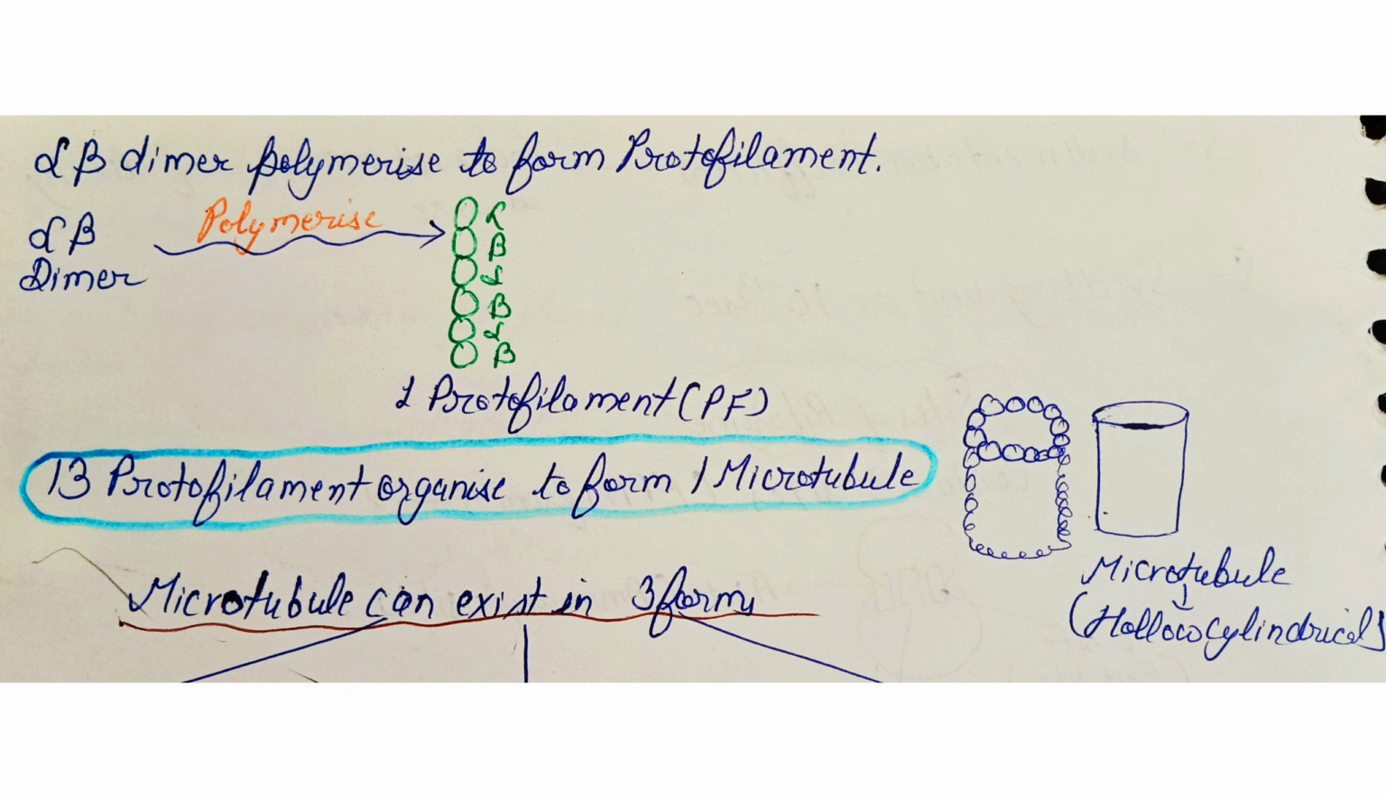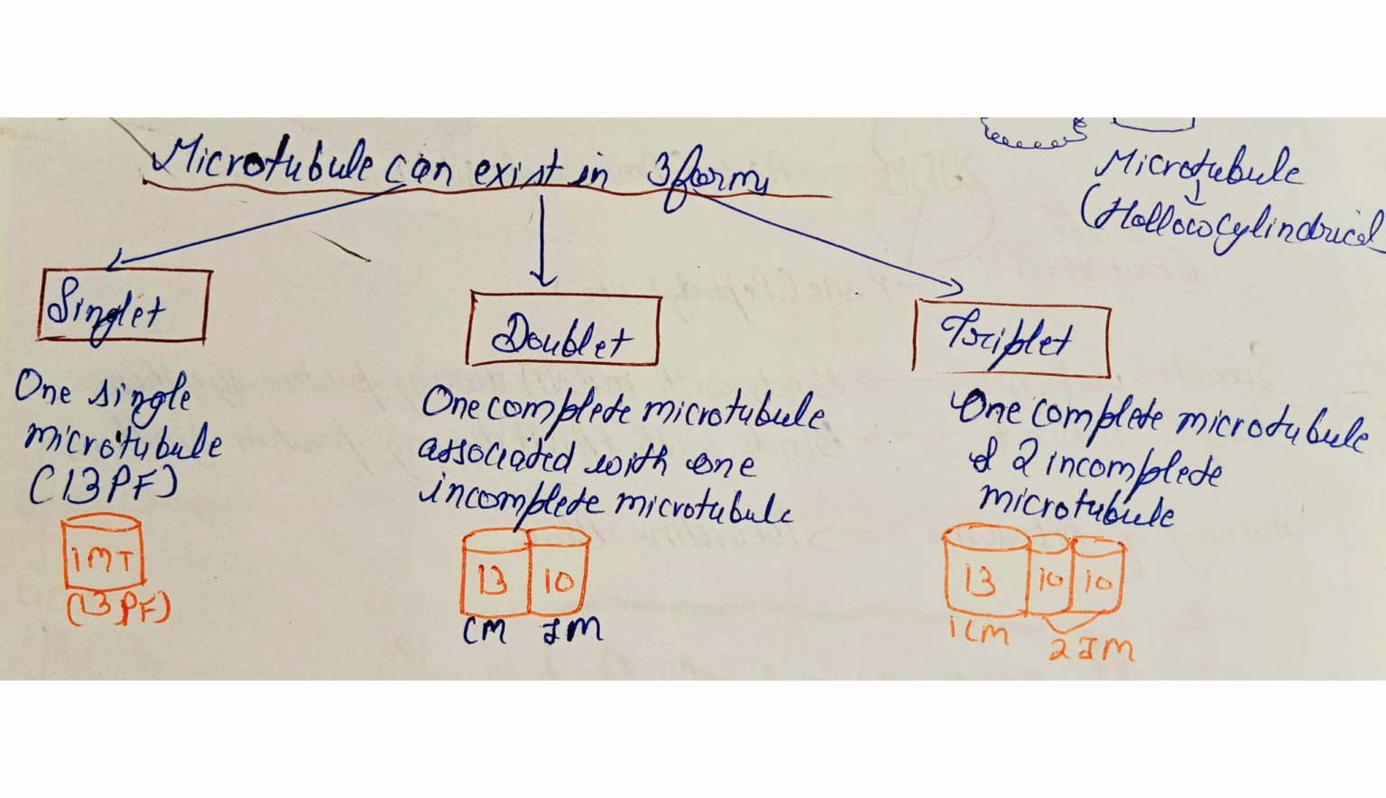These alpha and beta dimers polymerize and form a protofilament. In the protofilament, the alpha and beta subunits are arranged in alternate fashion, and one microtubule is formed from the organization of 13 protofilaments. The microtubular structure can exist in three forms. One is singlet, second is doublet and the third is triplet. In singlet, only one single microtubule is present and one single microtubule is composed of the 13 protofilaments.